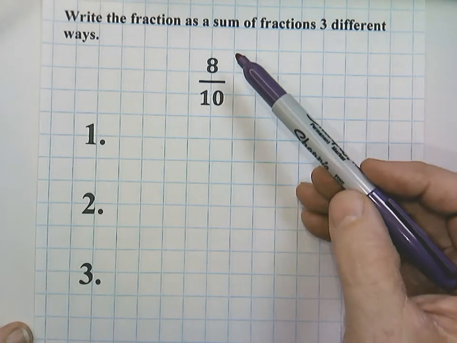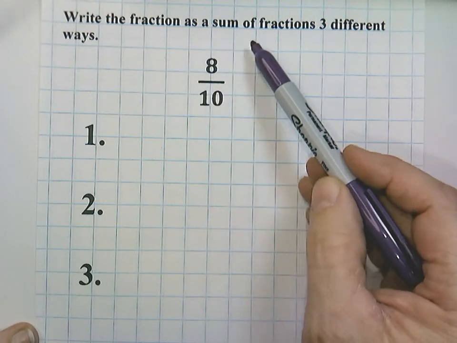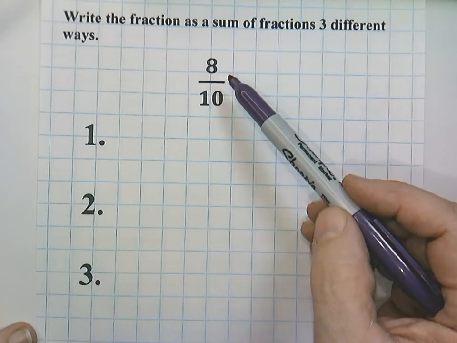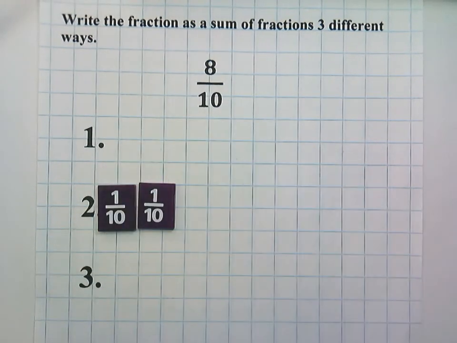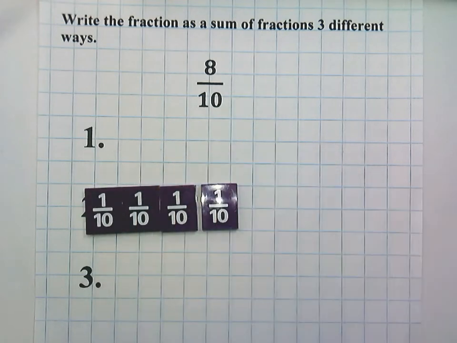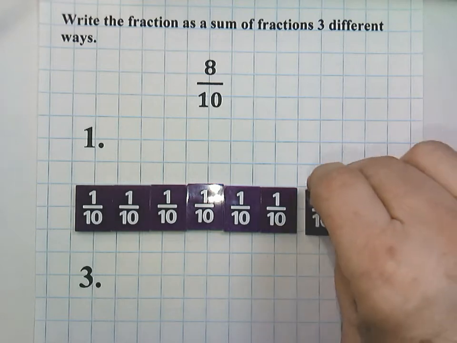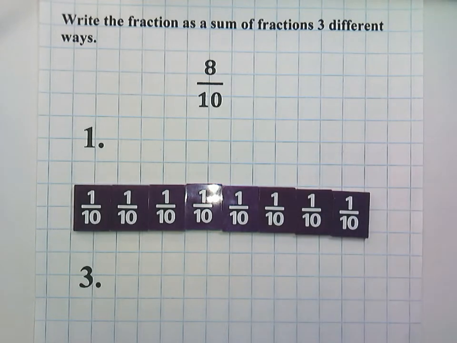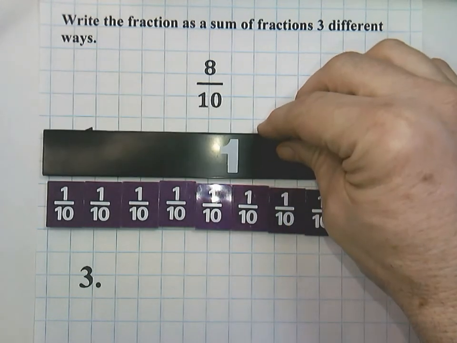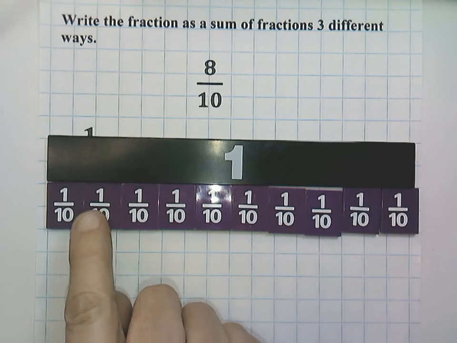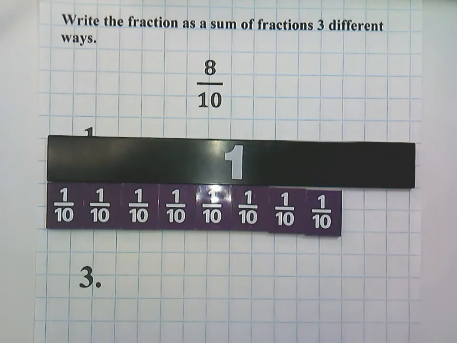Sometimes we'll have to write it several different ways. We can write the fraction 8/10 as a sum of fractions 3 different ways. So 8/10, could show it this way. Here's 4. So if we were to start with 1/2, I think we've got that here. This would be 1/2, and this would be 10/10. But this fraction is 8/10, so I'm going to remove 2 of them.